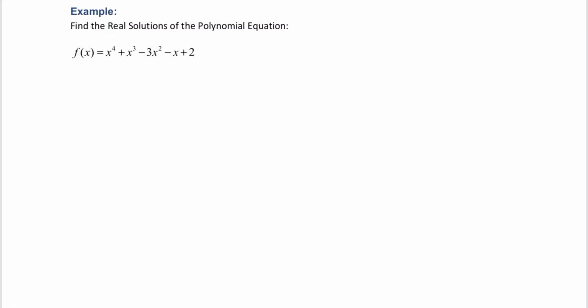Let's find the real solutions of this polynomial. To do that, we'll use synthetic division. In order to do that, we need to know where to start. So we'll use some potential zeros to find a starting place.